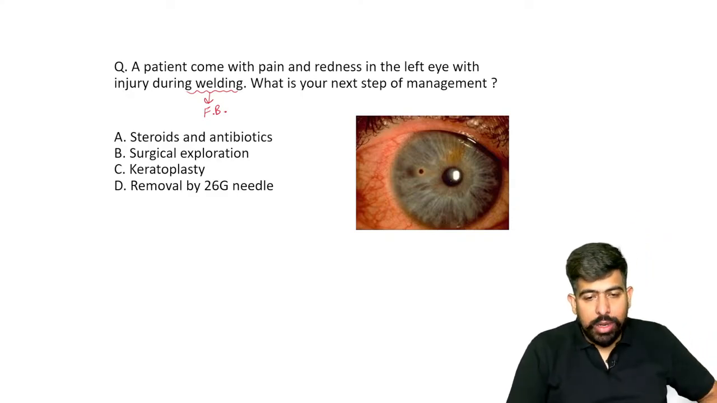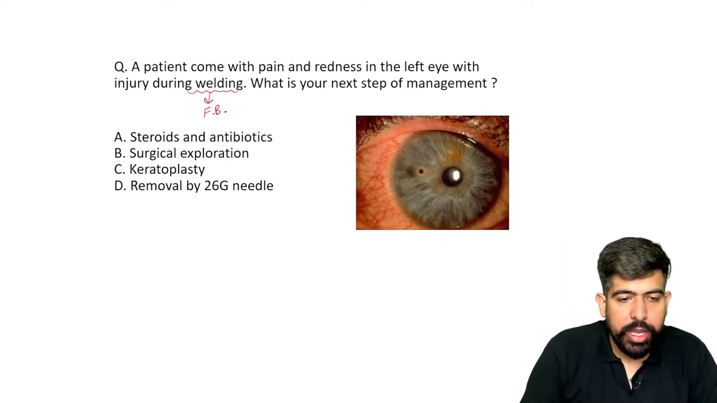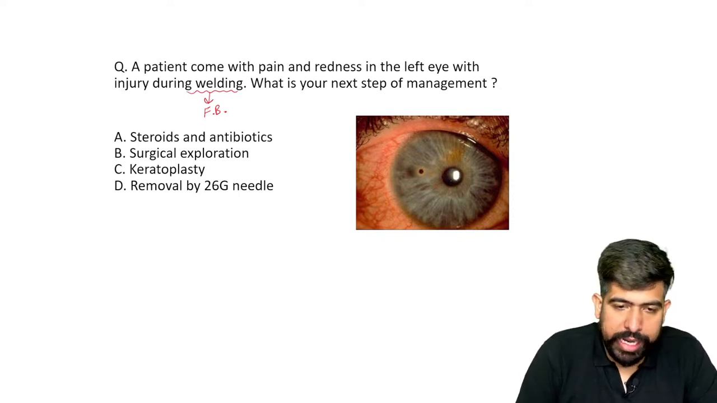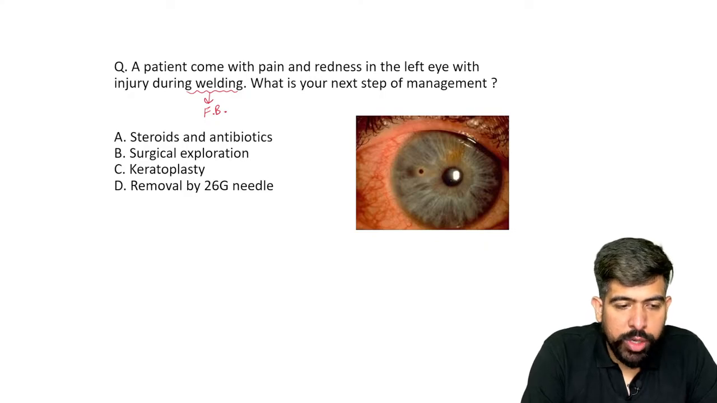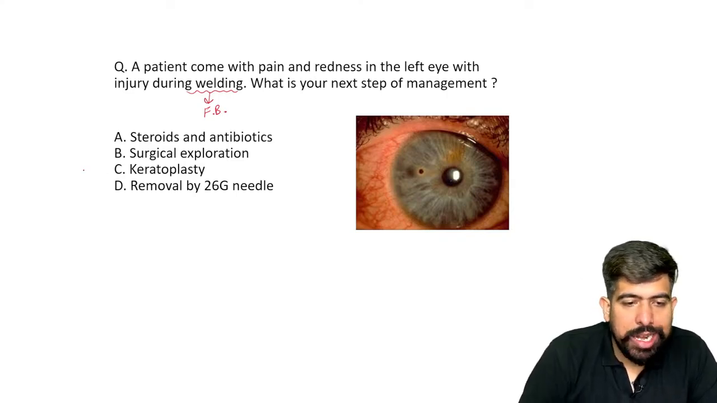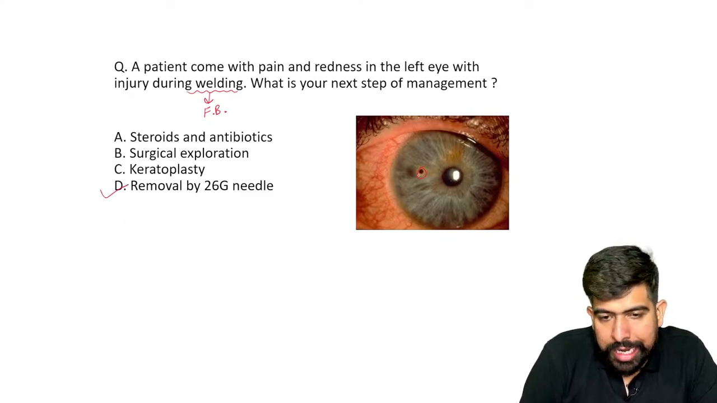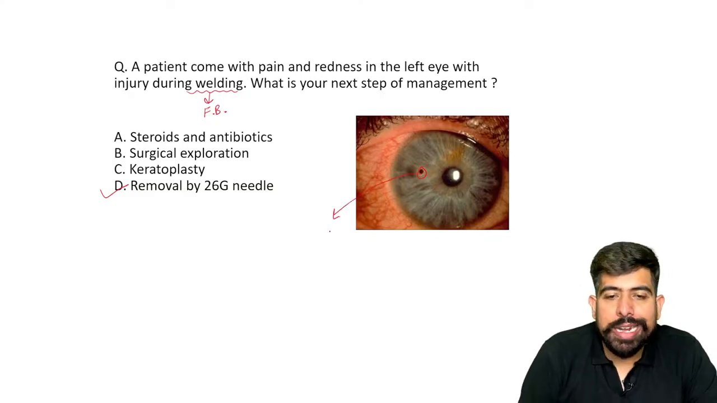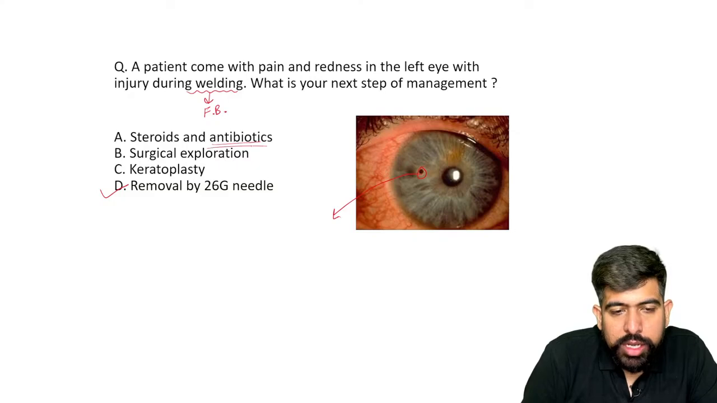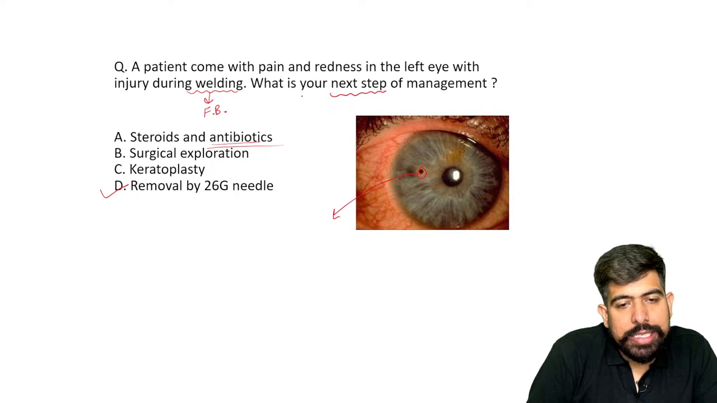If the foreign body is there, now listen to this part carefully, guys. What is our management saying? First of all, we have to remove it. So the answer here, please remember, is removal by a 26 gauge needle. First I have to remove this foreign body, and after removing it, I have to give antibiotics and steroids.